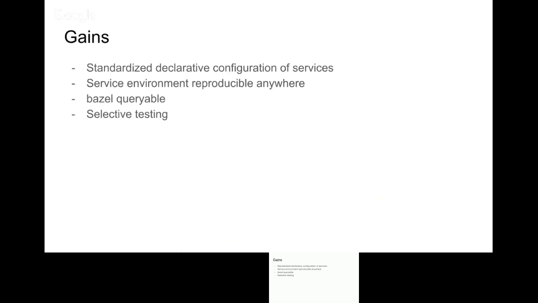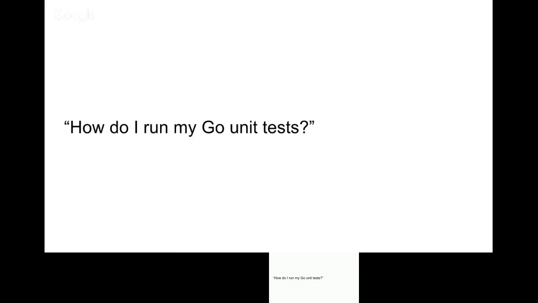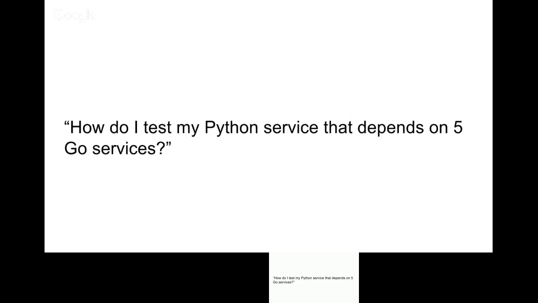And it's also queryable by machines. So we implement selective testing where when a change is being tested, we only run the tests which can possibly be affected by the files that have been changed. And that's all implemented through Bazel query. It also dramatically reduces the support that we have to do for customers of developer infrastructure because the answer is almost always the same. So if someone comes to us and says, how do I run my Go unit test? We say Bazel test. Similarly, if someone says, how do I test my Python service that depends on 5 Go services? We say, well, make sure there's service definitions for all the Go services, and then use Bazel test.